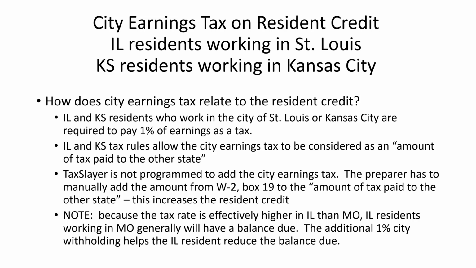So, TaxSlayer is not programmed to add that city earnings tax in. So you as a preparer will have to manually add the amount from the W-2 of box number 19 to the amount of tax paid to the other state. This has the impact of increasing the resident credit, but it will only increase the resident credit to 0. You won't get a refund. All it will do is offset the state income tax amount that's owed. It will offset it to 0, but it will not give you a refund. And I note that because the tax rate is effectively higher in Illinois than Missouri, Illinois residents that work in Missouri generally will have a balance due. The additional 1% city withholding helps the Illinois resident to reduce the balance due.